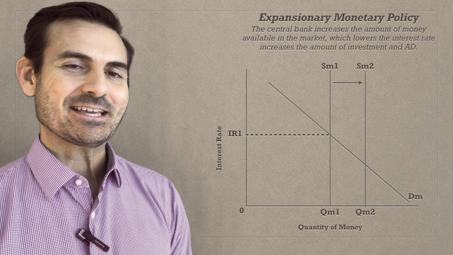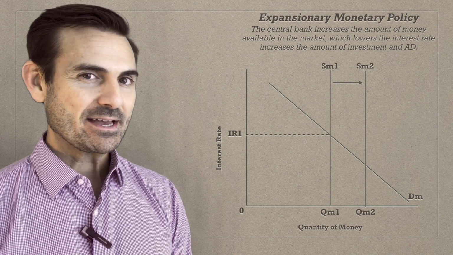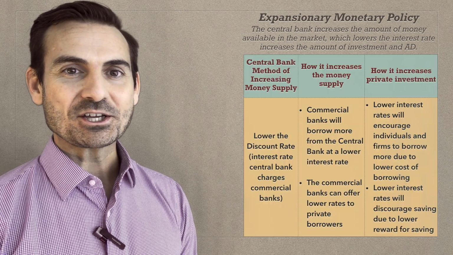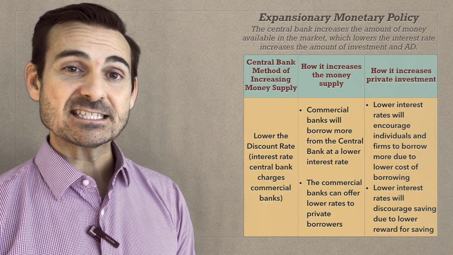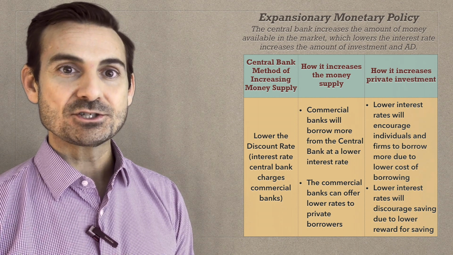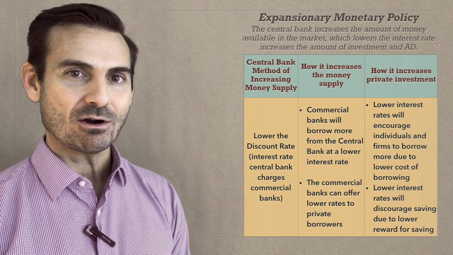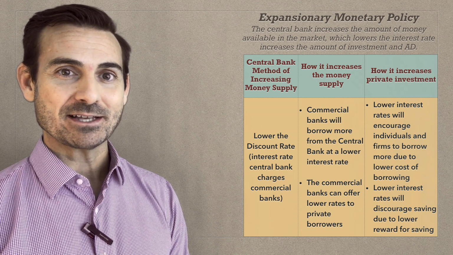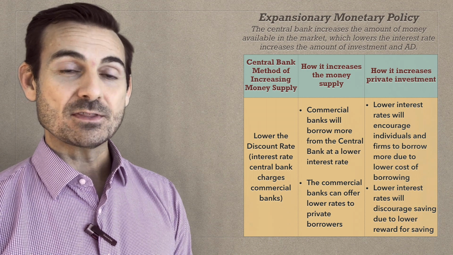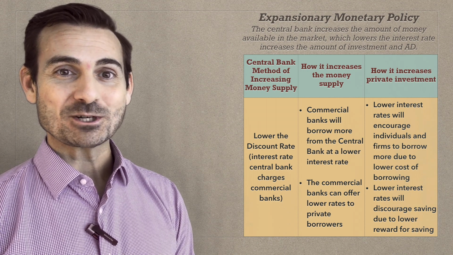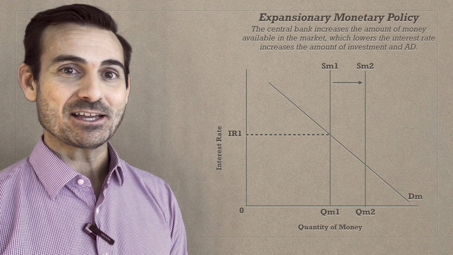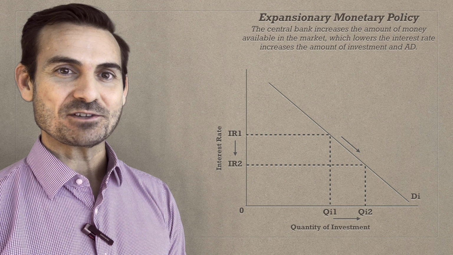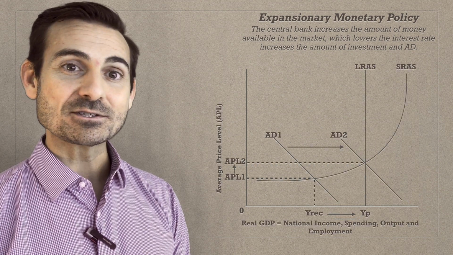So how does the central bank increase the supply of money in the market? The central bank has three methods at its disposal to change the supply of money in the market. The central bank could lower the discount rate. The discount rate is the interest rate the central bank charges to commercial banks when commercial banks borrow from the central bank. So a lower discount rate will encourage commercial banks to borrow more from the central bank. This will give the commercial banks more money which they can lend. It will increase the supply of money in the market, decrease the rate of interest, increase the amount of investment by consumers and firms, and also increase aggregate demand, closing the recessionary gap.